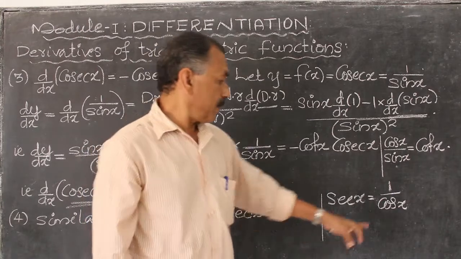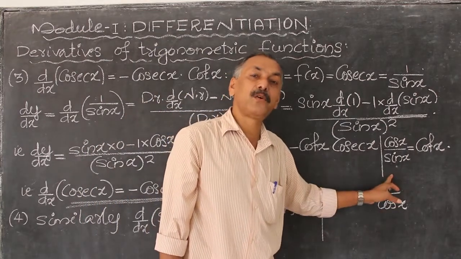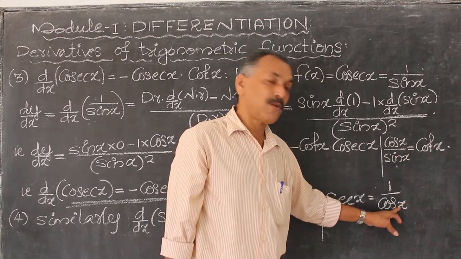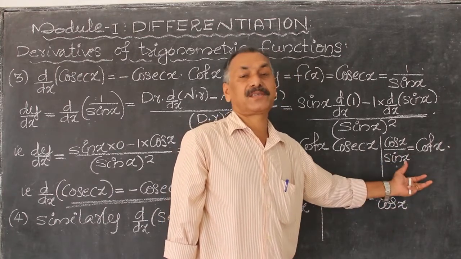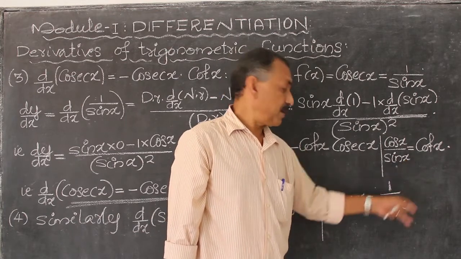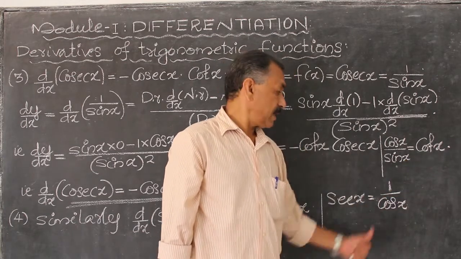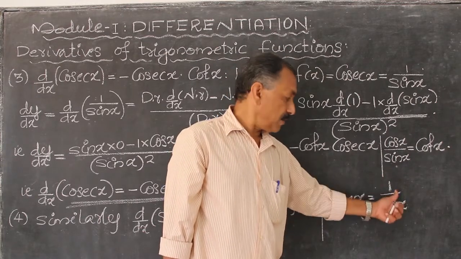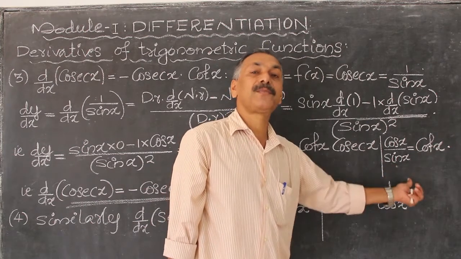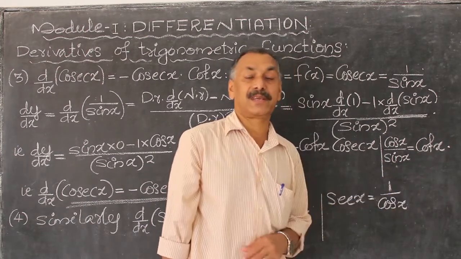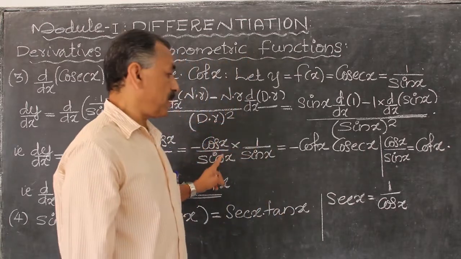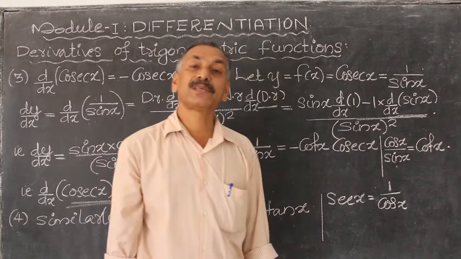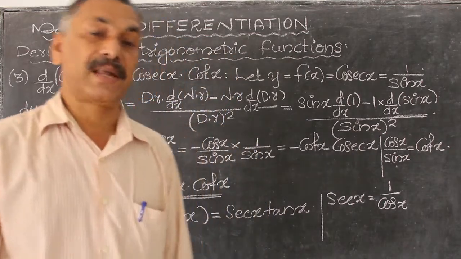Apply the quotient rule: denominator cos x into the derivative of numerator 1, which is 0, minus 1 into the derivative of cos x. The derivative of cos x is minus sin x. Divided by cos x the square. That is cos x into the derivative of 1, which is 0. First term 0. Minus the derivative of cos x, minus sin x. Then minus of minus is plus sin x divided by cos square x. And then sin x divided by cos x and 1 by cos x. Sin x by cos x is tan x. 1 by cos x is equal to secant x. So secant x into tan x.